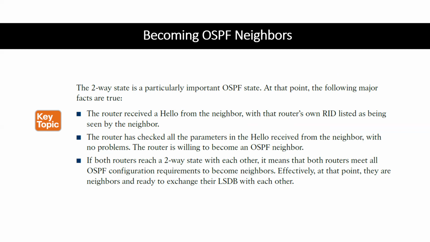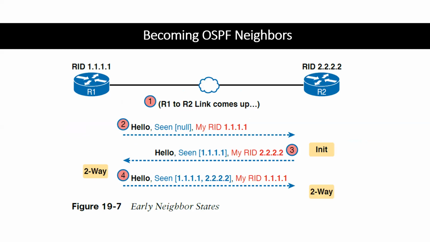I'm going to go ahead and stop here. What's happening at that two-way state, when we're sending hellos amongst each other? Well, one, the router received a hello from the neighbor with that router's own router ID listed as being seen by the neighbor. Let me say it again. Router 1 received a hello from the neighbor with that router's own router ID, RID, listed as being seen by the neighbor.